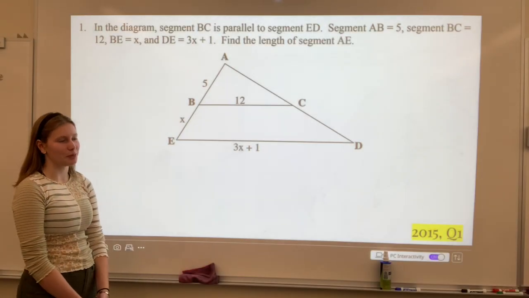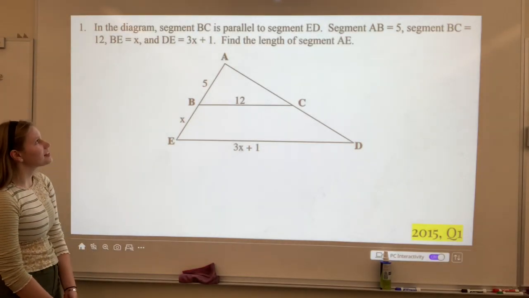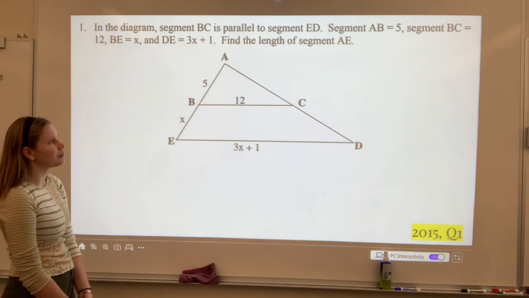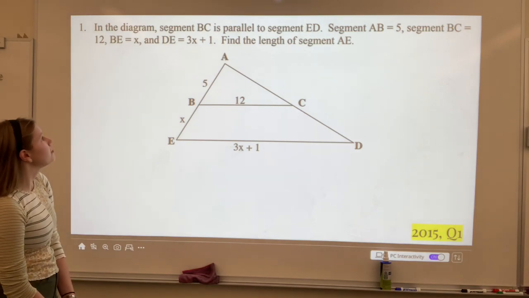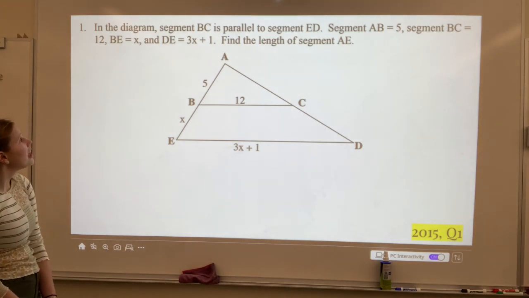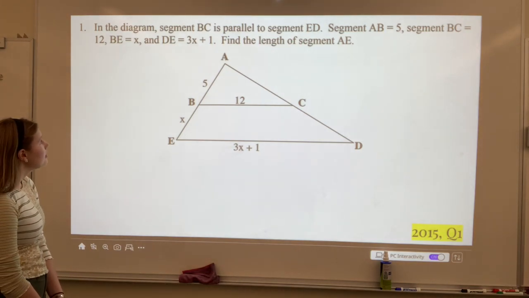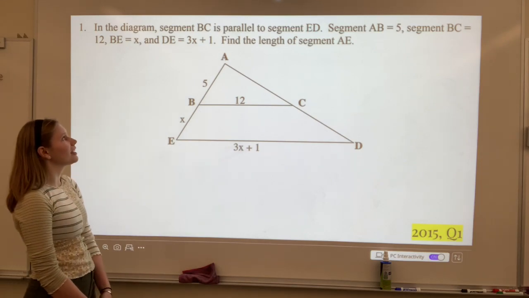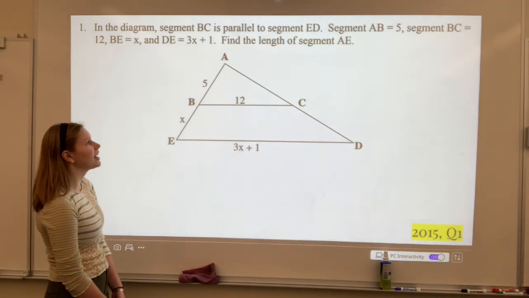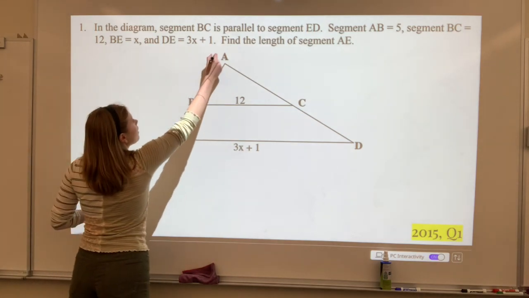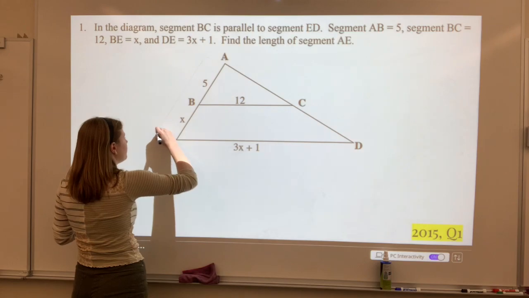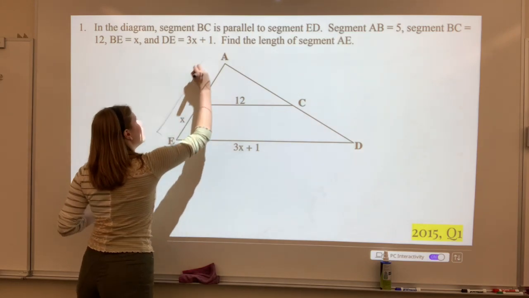Okay, here's our next problem. In the diagram, segment BC is parallel to segment ED. Segment AB equals 5. Segment BC equals 12, and BE equals x. And DE equals 3x plus 1. Find the length of segment AE. So I'm just going to draw a little line over here, just demonstrating that this is what we're trying to find.